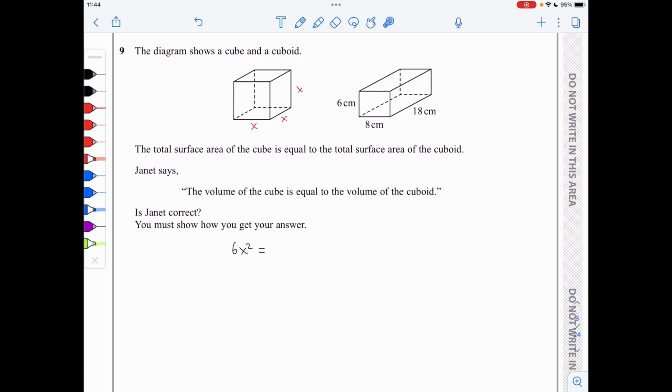And then for the cuboid, we've got the face of 6 times 8 appearing twice, the face of 6 times 18 appearing twice, and finally the base, which is 8 times 18, which also appears twice. So the total surface area of the cuboid will be 2 times (6 times 8 plus 8 times 18 plus 6 times 18). So we end up with 6x squared being 600. So x squared is 100, which means that x is the square root of 100, which is 10. We now have the dimensions of the cube.